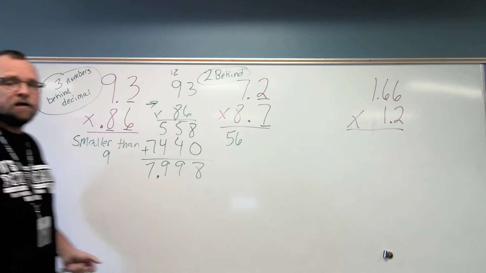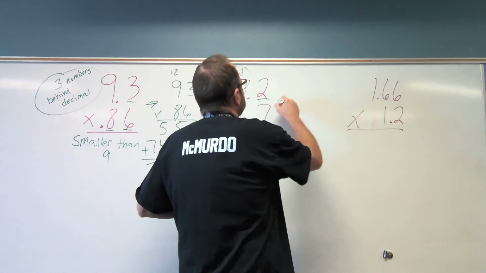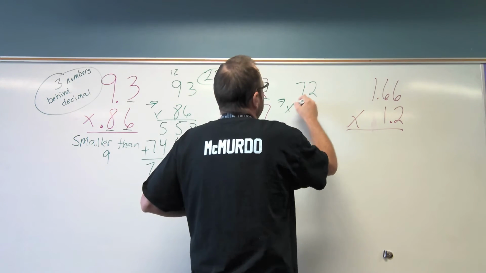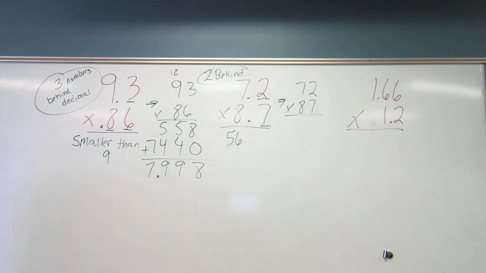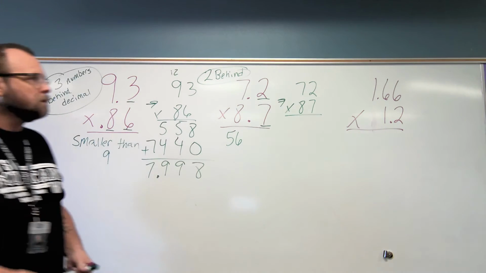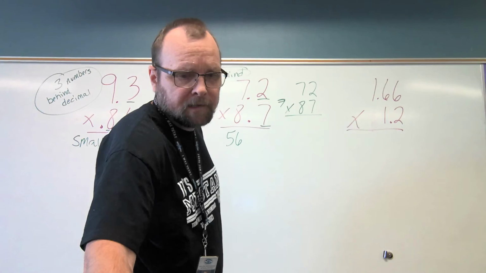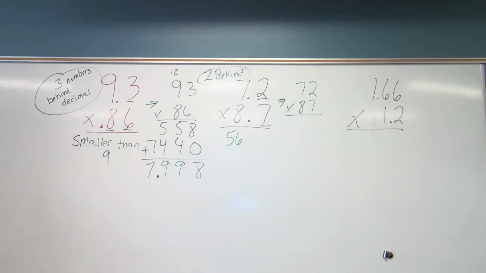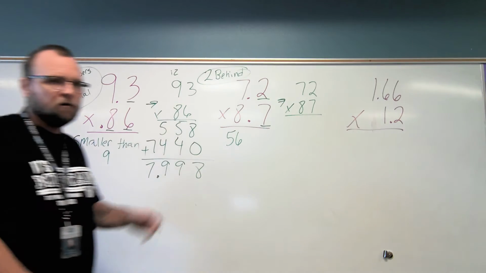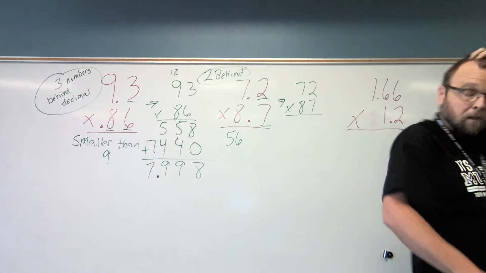Now I rewrite it just ignoring the decimal points. The decimal points don't matter until I get to the actual product. Now I have a 7 in my ones place, so I'm going to multiply using my 7. If you know your 7s, good. If not, you look at your multiplication chart.